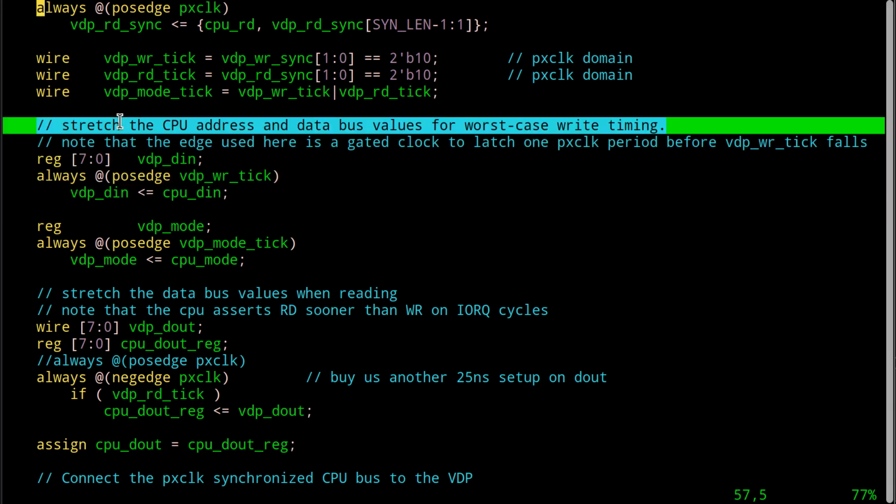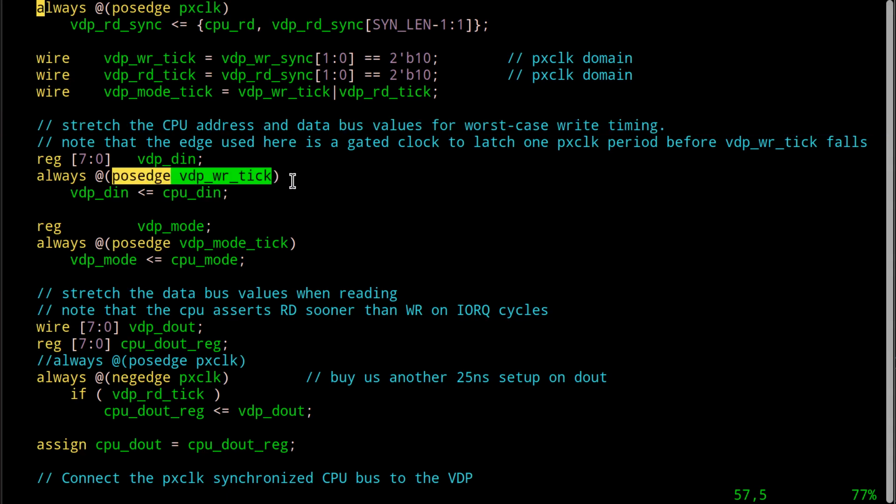I need to stretch the data in case we are out of sync enough where the data is gone by the time we want to consume it. So what I'm going to do is on a positive edge of my write tick signal, I'm going to use that as the clock and just say at that point, just steal whatever's on the data bus. Okay? Now this is what we call a gated clock.